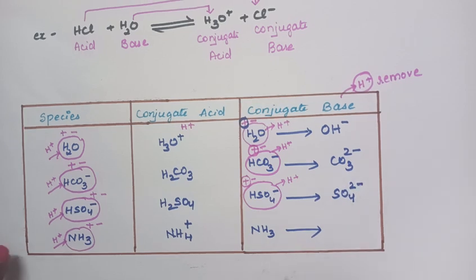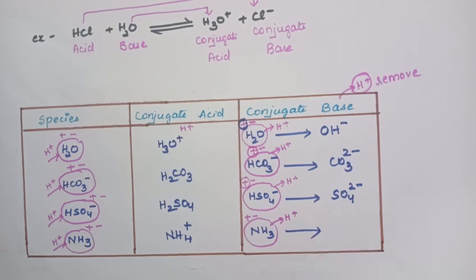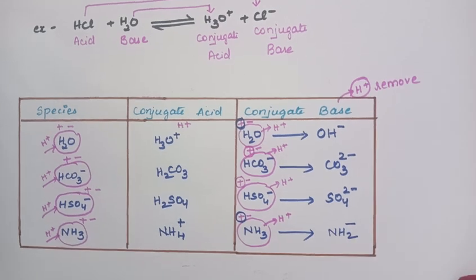Next is ammonia. Again from here, write plus and minus sign. From here we are removing H plus. If you remove H plus, remaining is NH2. From 3 hydrogens, if you remove 1 hydrogen, it becomes H2. Now coming to the sign. The plus sign you remove. What else is remaining? The minus sign. So you have to write NH2 minus. So this will be the conjugate base.